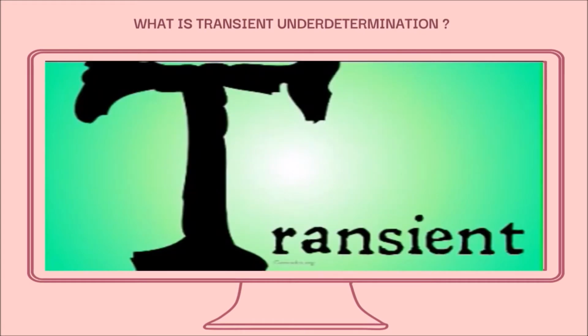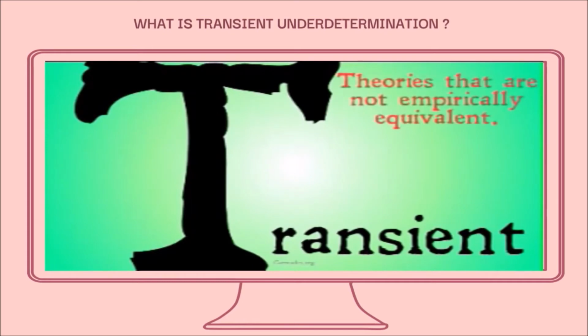Now, we didn't really talk about transient underdetermination in the first video because it's a type of contrastive underdetermination that we talked about in the last video. However, the contrastive underdetermination problem we talked about in the last video was only dealing with empirically equivalent theories.